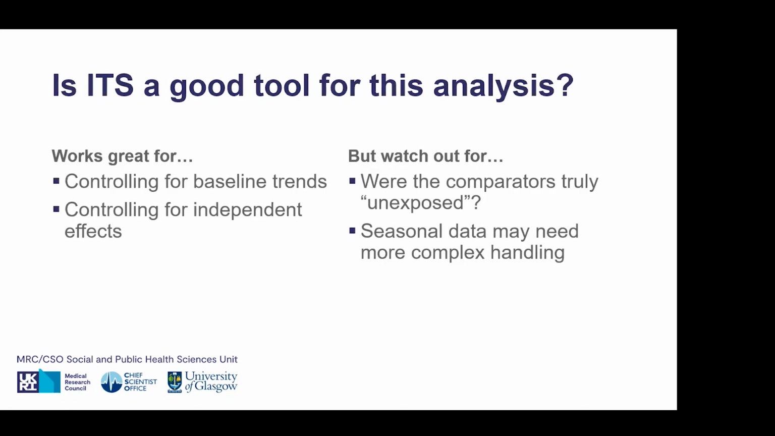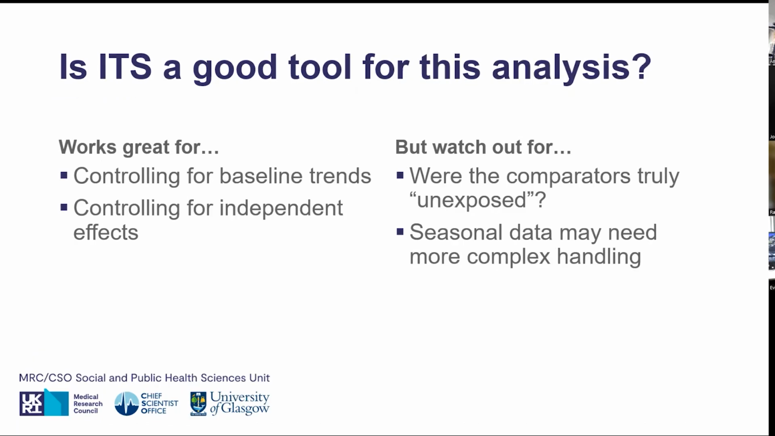Is interrupted time series analysis a good tool for this analysis, or for your analysis? We can think that through as we apply it to other circumstances and things we want to measure. Well, the interrupted time series analysis works great for controlling for baseline trends. As we see, if things are going up, you'd expect them to keep going up. So an increase is not exactly evidence of effect. And it can control for independent effects if you have the control series. I've compared across countries here, but you can also use outcomes in the same population which aren't potentially affected by the intervention. But a few things to watch out for.